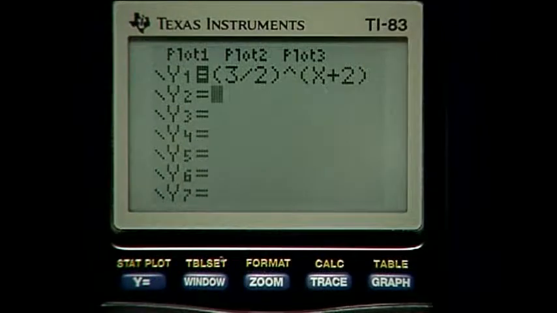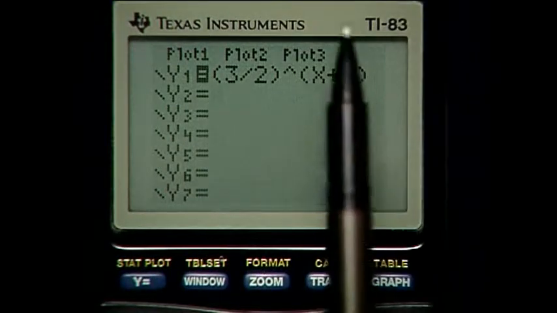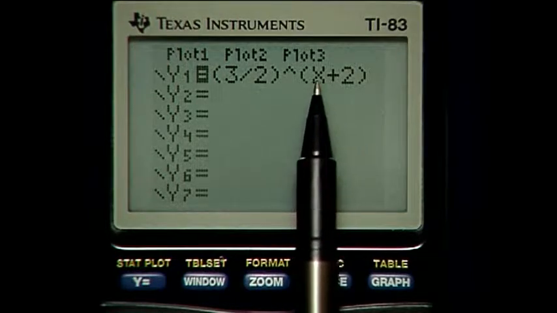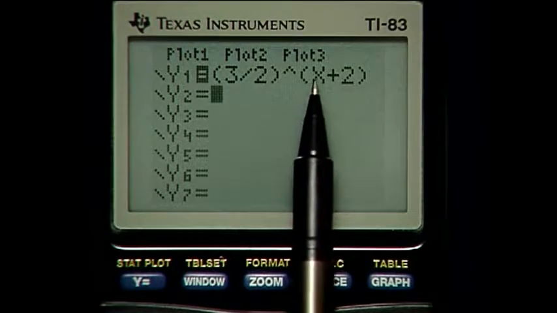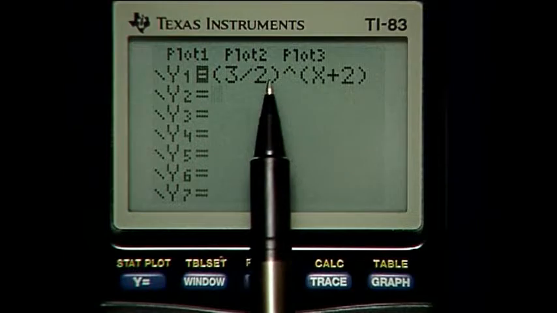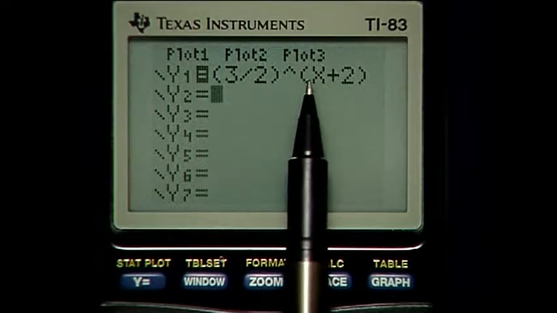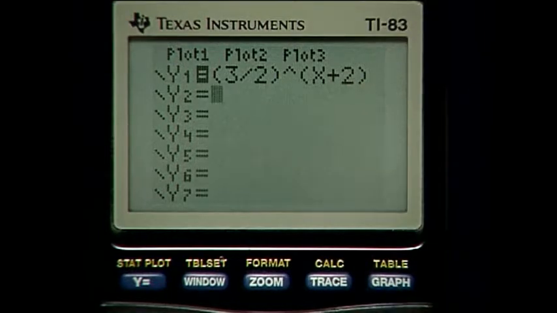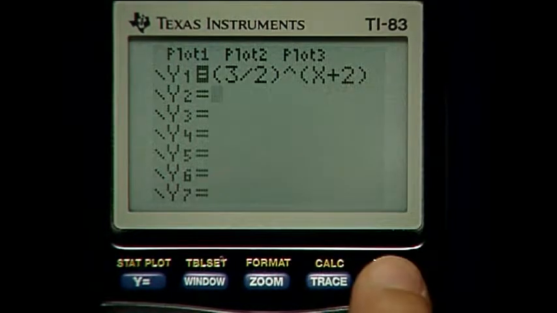The function has been entered. Do notice that the exponent is contained within a parenthesis. If the parenthesis is left off, then it would effectively be y equals 3 over 2 to the x power, and then that amount plus 2. But here the plus 2 is part of the exponent. At any rate, here's what the graph looks like.